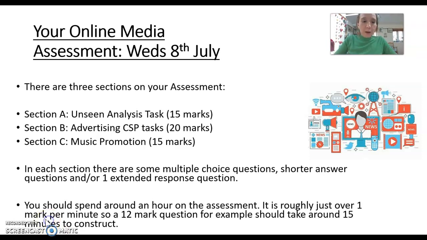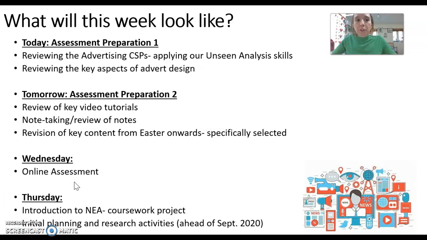In terms of how we're going to prepare for that, you've got 2 assessment preparation lessons. The first one is today's lesson, and in this lesson we're going to combine section A and B. I'm going to get you to go back and look at the 3 advertising CSPs, Galaxy, OMO and NHS Represent, and apply your unseen analysis skills to them. That means you'll answer the same questions that you're used to answering when you're looking at an unseen text, this time applied to the advertising. The idea is to get you to review the key aspects of the adverts, make sure you're really confident with those key elements, but also to test your unseen skills at the same time.